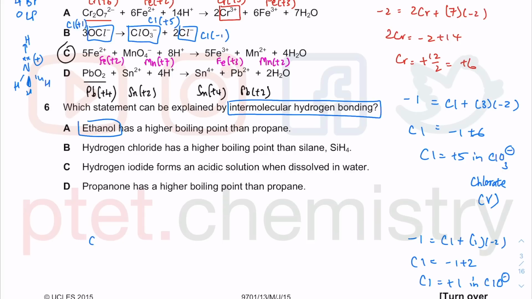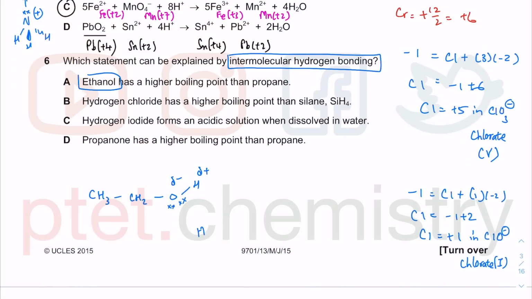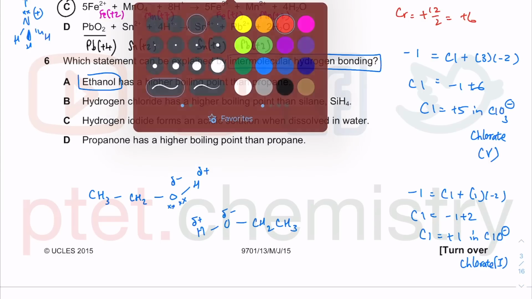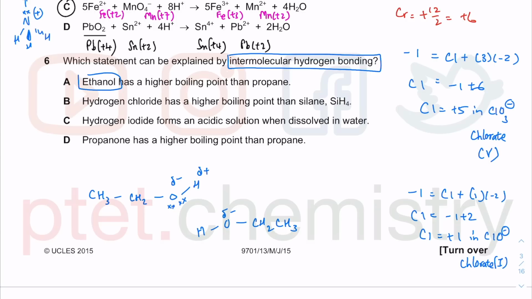Ethanol definitely can form hydrogen bonds if you have CH3, CH2, OH like this. The rest of the molecule is not that important, but what is important is that in the alcohol you have this OH, where this is delta plus and this is delta minus. From the lone pair on the electronegative atom, it will form a hydrogen bond to the neighboring molecules of itself. The delta plus attracts delta minus, the delta minus attracts delta plus, and it must have a lone pair on the electronegative atom there. A is definitely the correct answer.